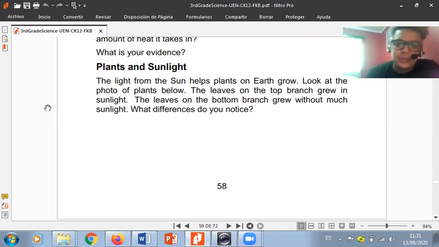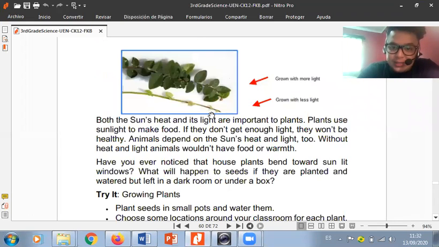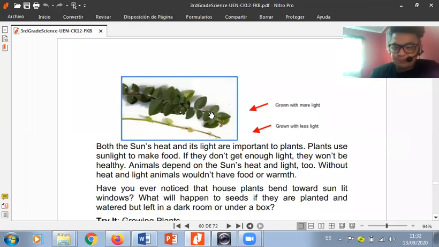And today we're going to be knowing more about what the sun is. Okay, let's go. Plants and sunlight. The light from the sun helps plants and Earth grow. Look at the photo of plants below. The leaves on the top branch grew in sunlight. The leaves on the bottom branch grew without much sunlight. What difference do you notice? Look here.